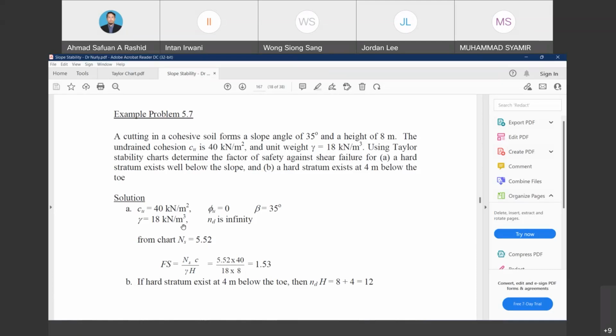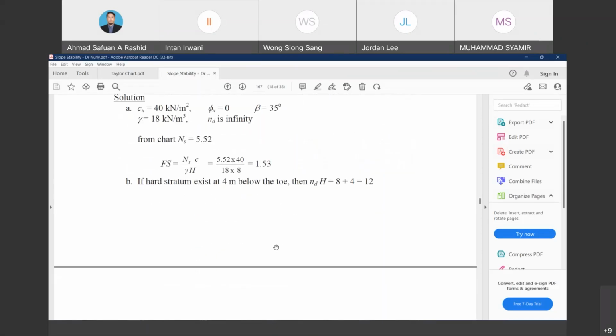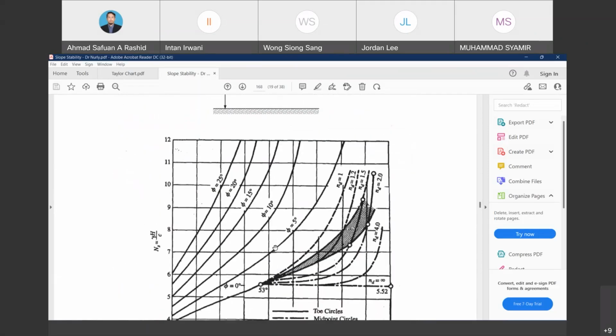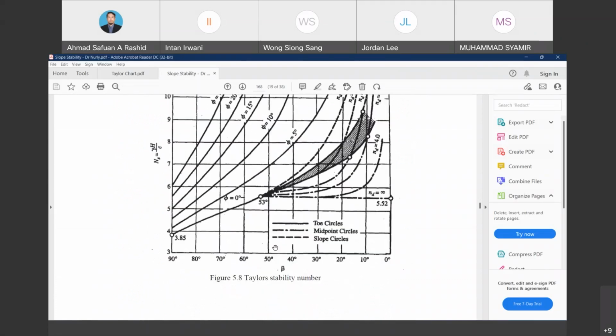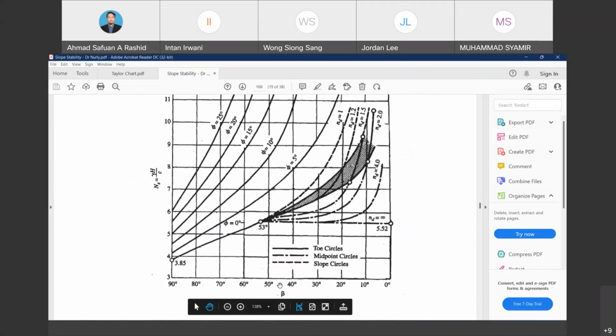So for the first case, we have Cu, gamma, phi equal to 0, and beta equal to 35. ND is equal to infinity. From the chart, S is equal to 5.52. So we look at the chart first. This is the stability chart. First we need to determine the beta value. For this case, the beta value is equal to 35.